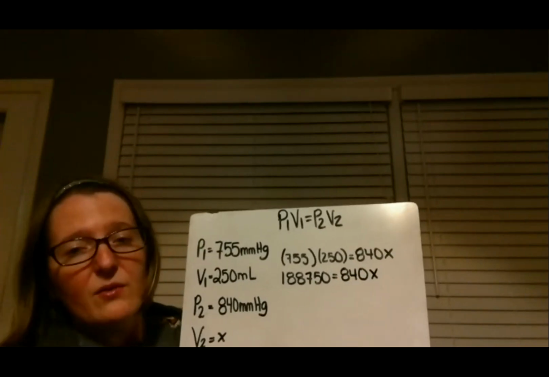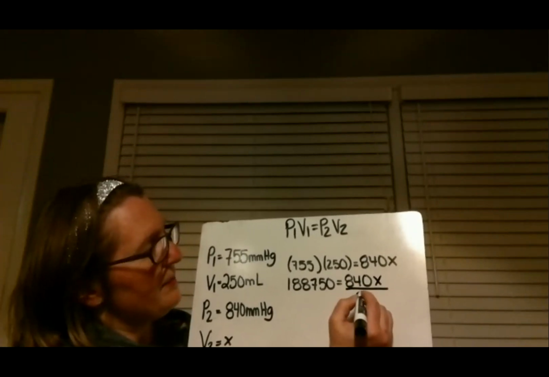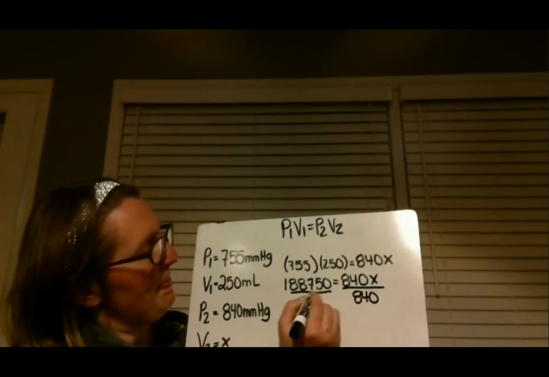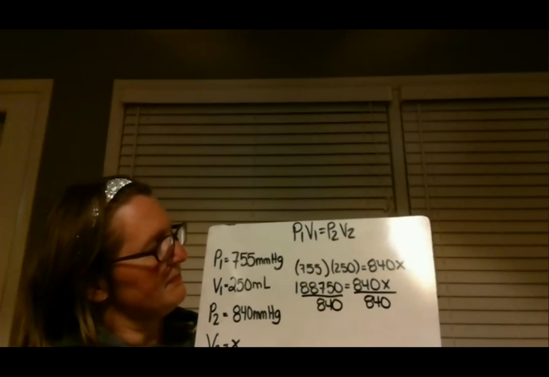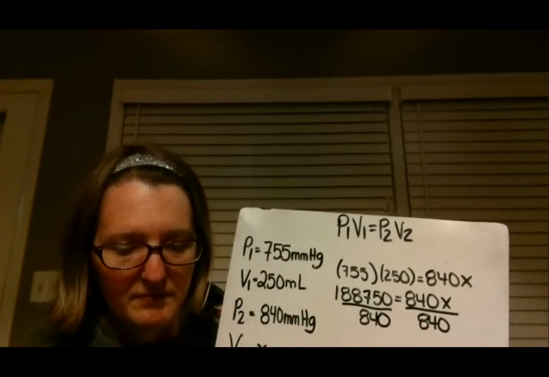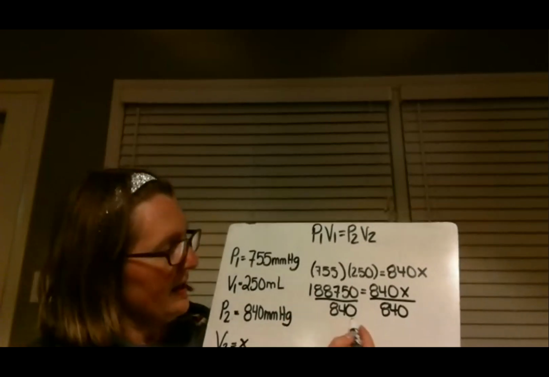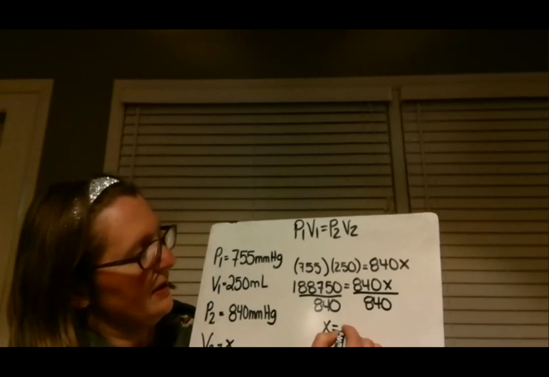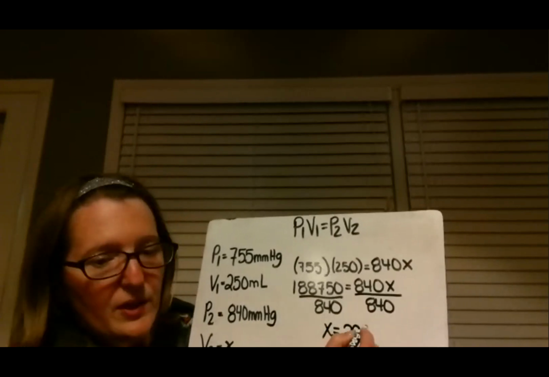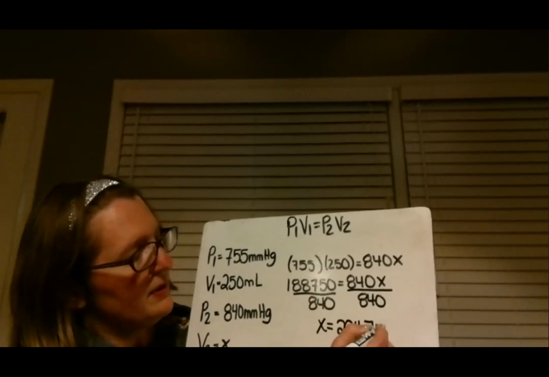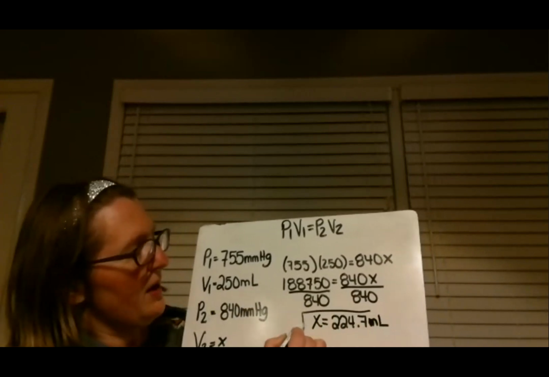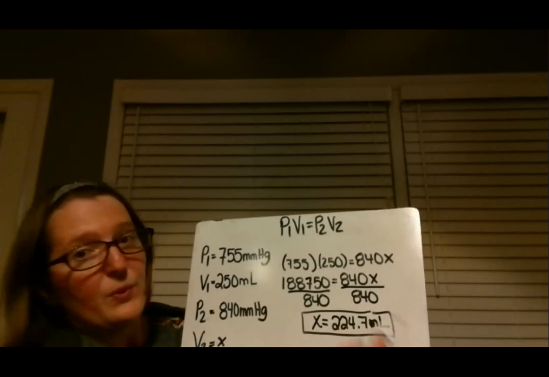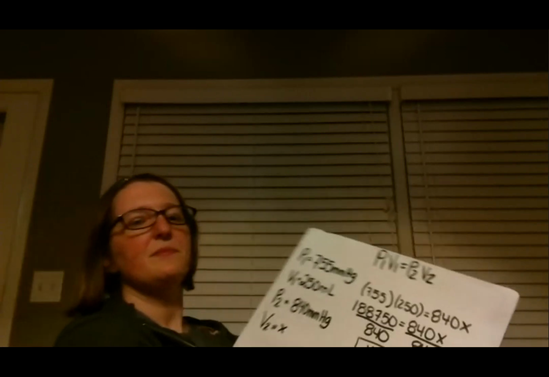840x. Now I want to solve for x, so I'm going to divide by 840. And I get that x is 224.7 milliliters. So yes, pressure went up, volume went down. All right, so that's a little bit of a review from 6.1 and 6.2. So let's get into 6.3.